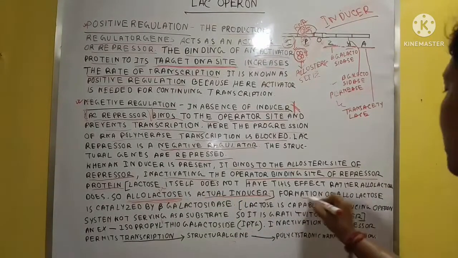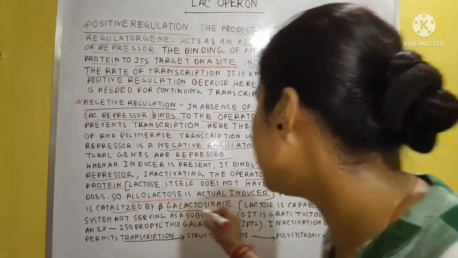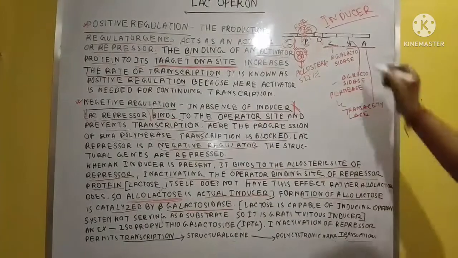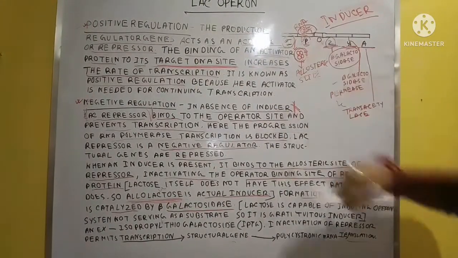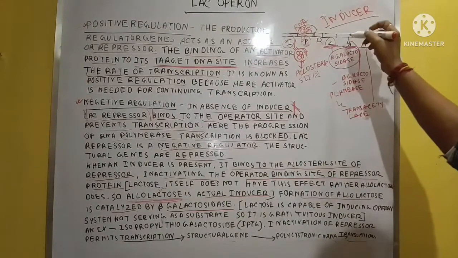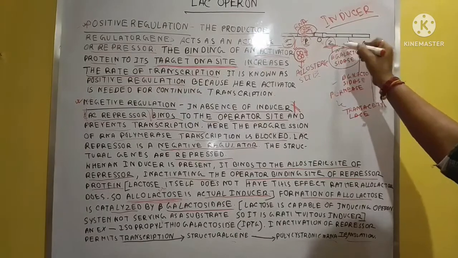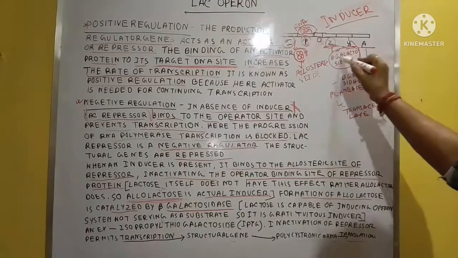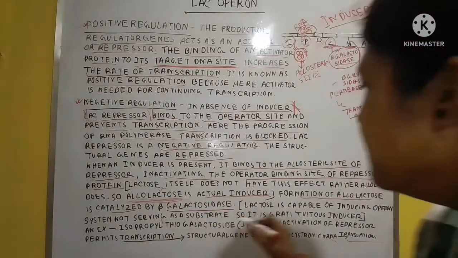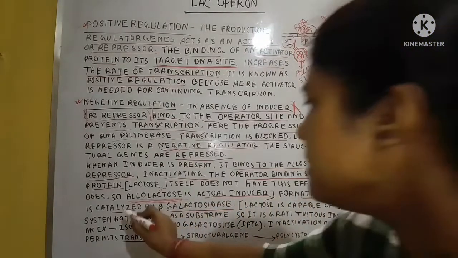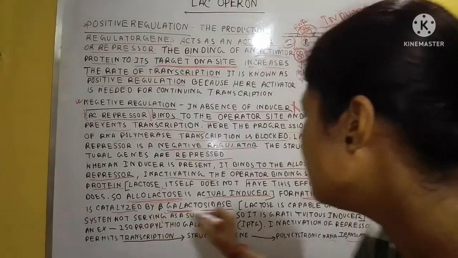So formation of allolactose is catalyzed by the beta galactosidase. Clear? This beta galactosidase enzyme is very important for the Z structural gene. So this enzyme is responsible for the formation of the allolactose. Clear? This is the formation of the allolactose by the beta galactosidase.